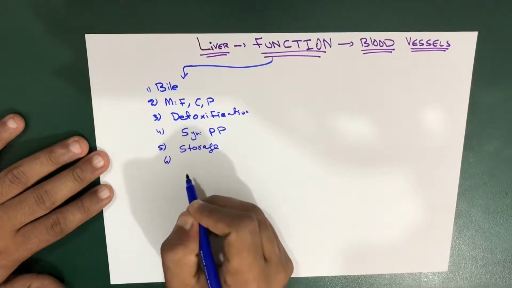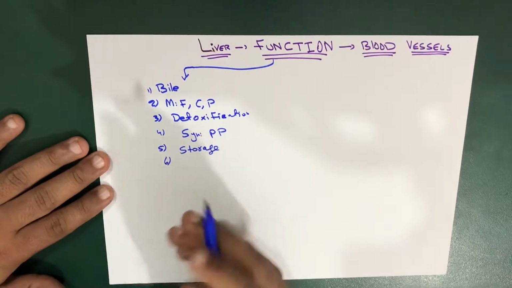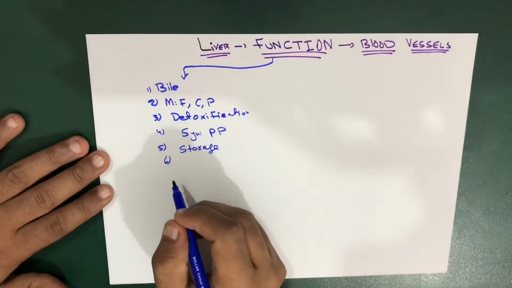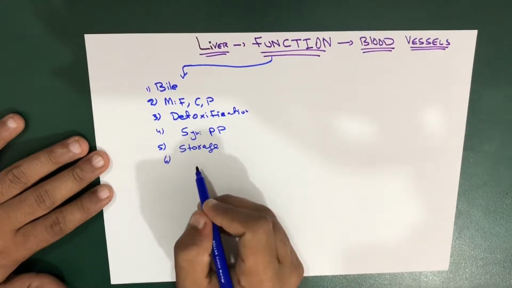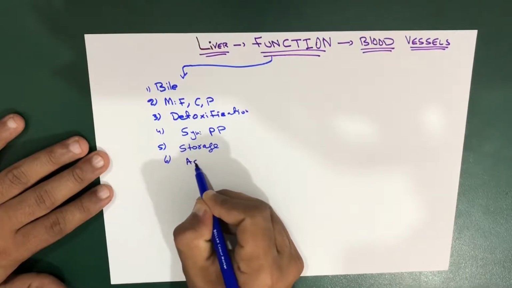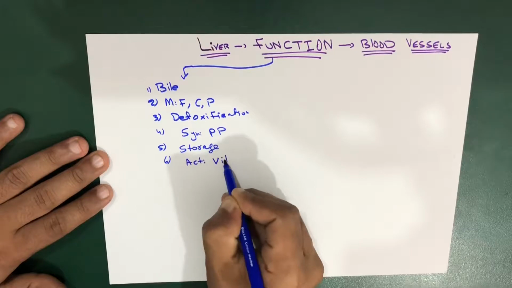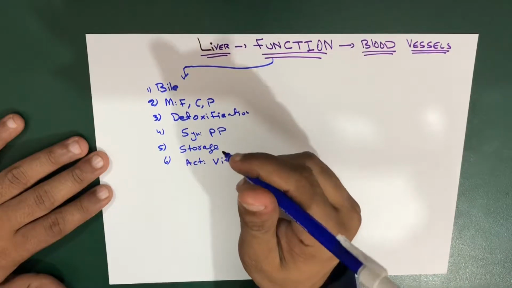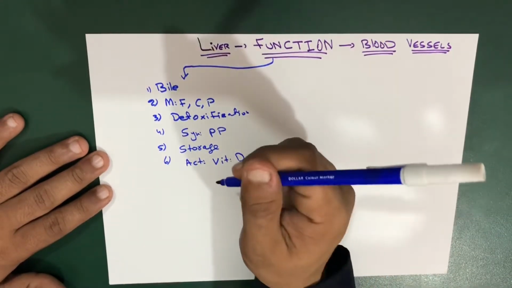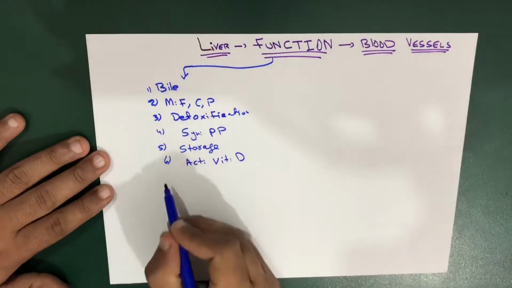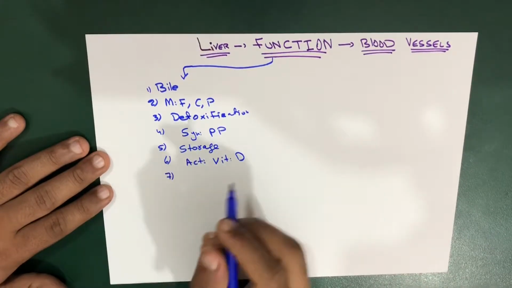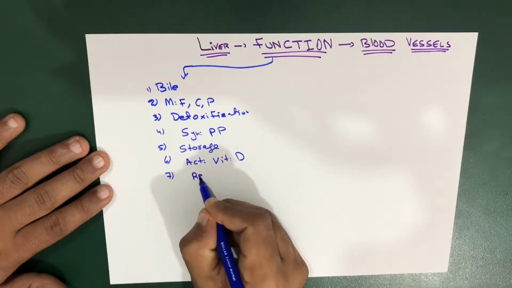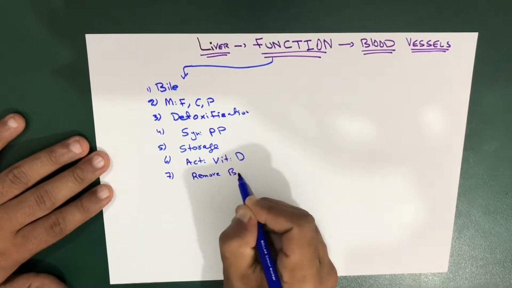The sixth function is the activation of vitamin D. It converts vitamin D, that is simple cholecalciferol, into 25-hydroxycholecalciferol. So we would say it activates vitamin D, though not completely. Then it goes to the kidney where it is converted into 1,25-dihydroxycholecalciferol. The seventh function is the removal of bacteria and worn out RBCs.